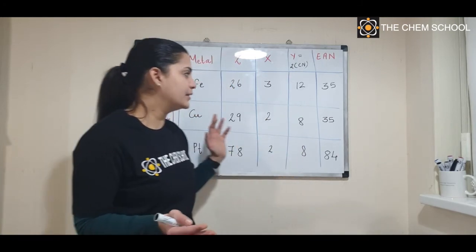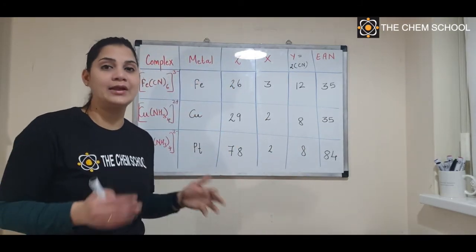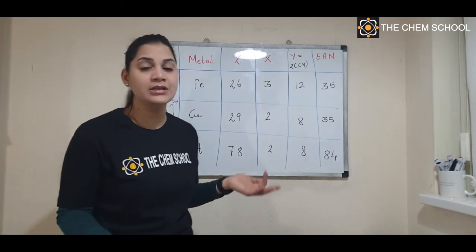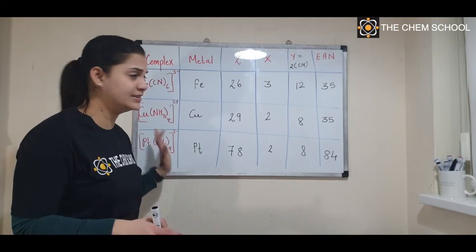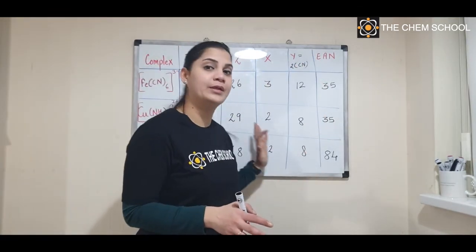So remember that there can be exceptions, where the EAN rule will not give the next inert gas configuration. Is this clear? I hope EAN was very easy. Try to get this EAN from the calculations.